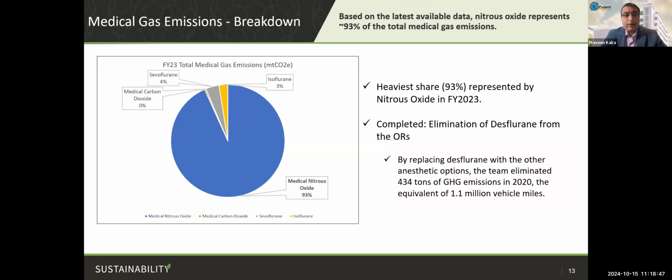So looking at the data, we realized that 93% of our carbon emissions are coming from nitrous oxide. We have already removed desflurane from our operating rooms almost 5 years ago. Desflurane is another anesthetic gas which has a global warming potential almost 10 times higher than nitrous oxide. When we removed that anesthetic gas from our operating rooms, our team was able to eliminate 434 tons of greenhouse gas emissions, which is almost equivalent to 1.1 million vehicle miles saved. Next slide, please.